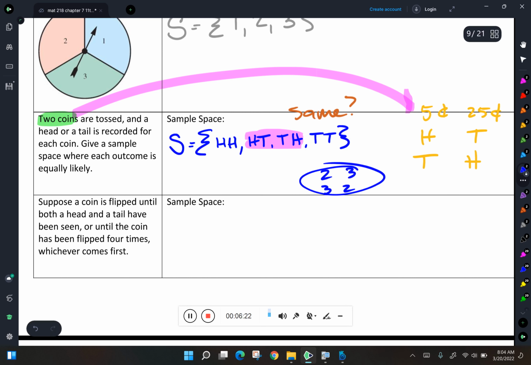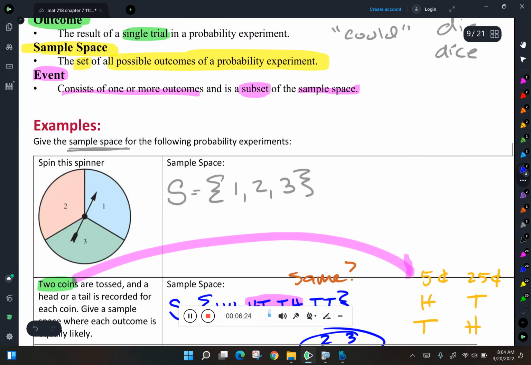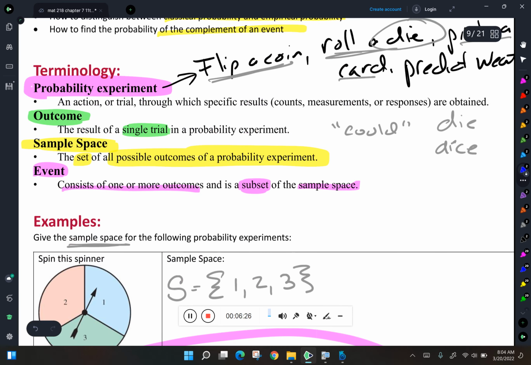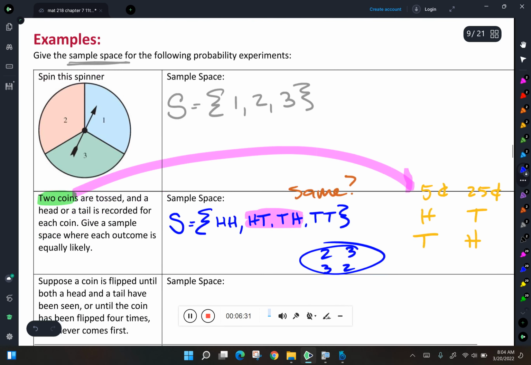We want to list all the possible outcomes. All right, so remember our definition up here said that our sample space is a set. So when we define these things, we're going to use proper set notation. We give it a name, we use the brackets to say it's a set, we list all the elements of the set, and we separate the elements with commas. Okay?